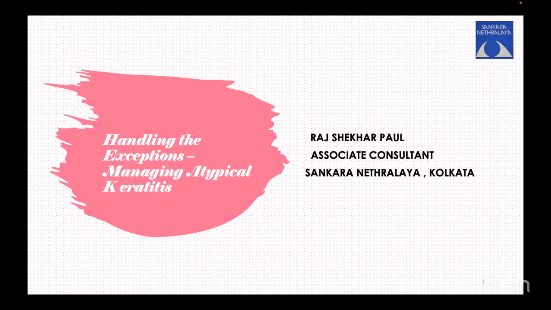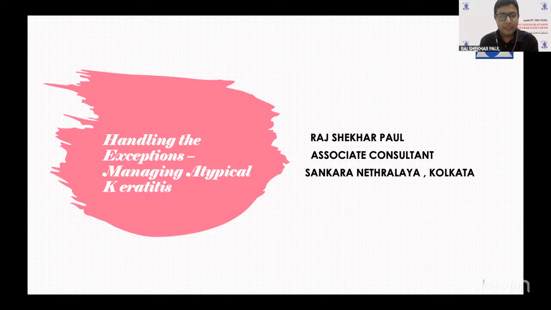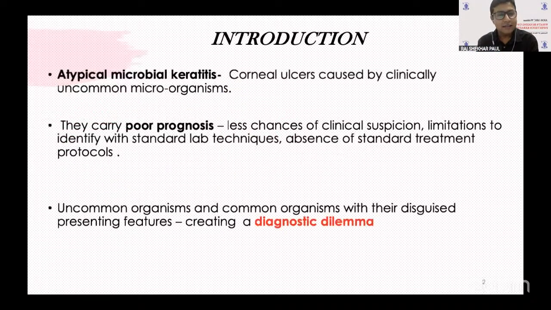Yeah. So I'll be talking about handling the exceptions, managing atypical keratitis. Atypical microbial keratitis, as the name suggests, is clinically caused by uncommon microorganisms. They carry a poor prognosis because of less chance of clinical suspicion, limitation in identification with standard lab techniques, and absence of standard treatment protocols, hence creating a diagnostic dilemma.